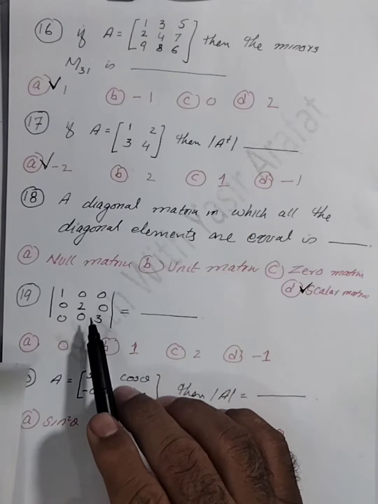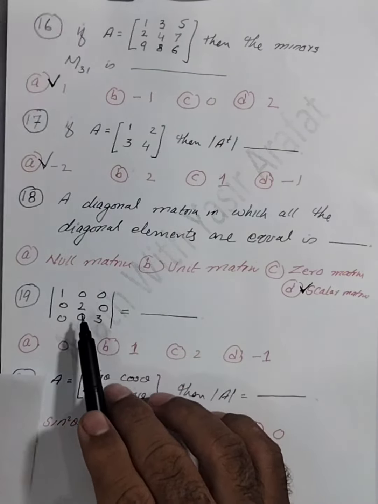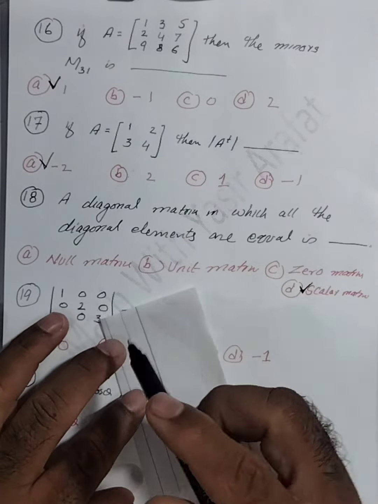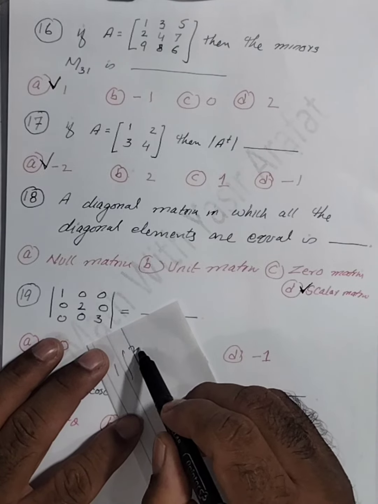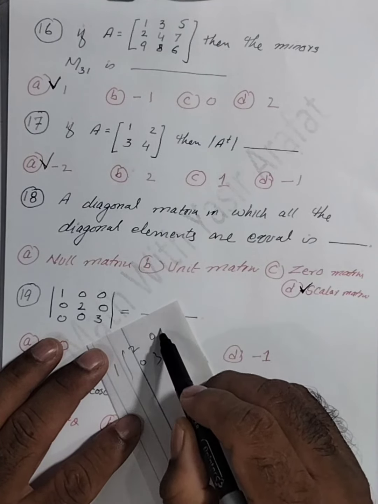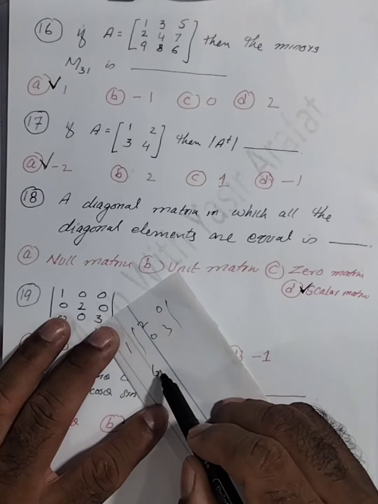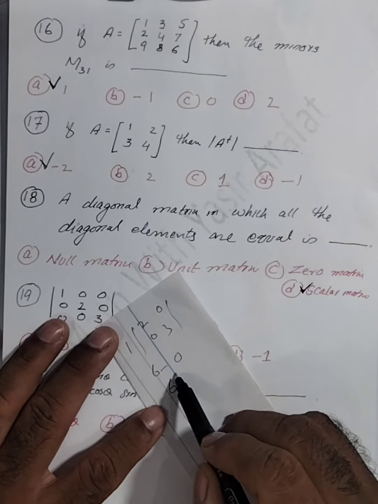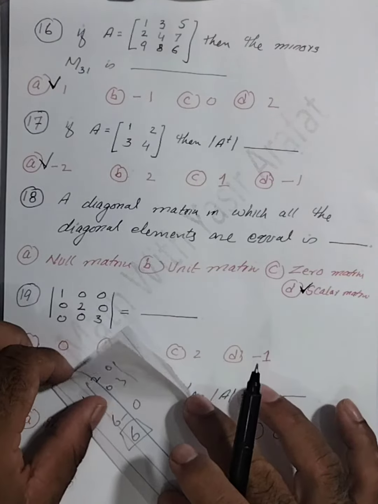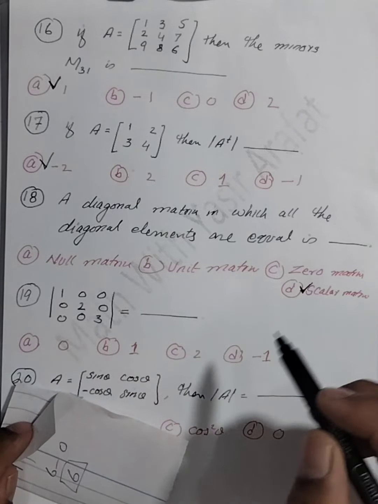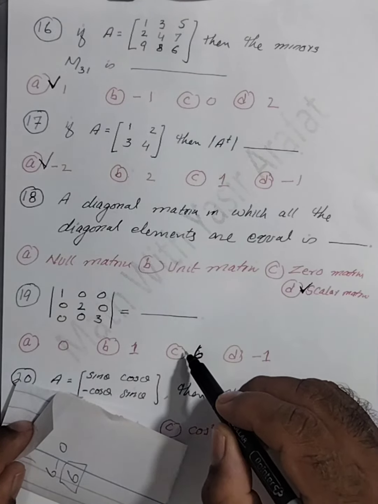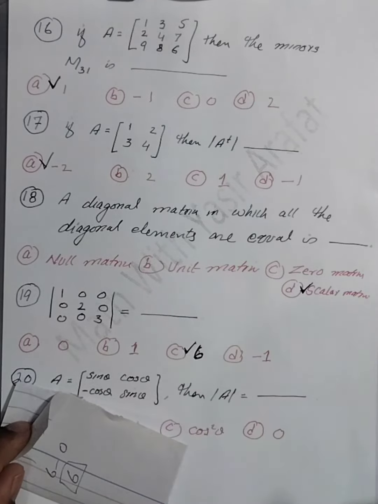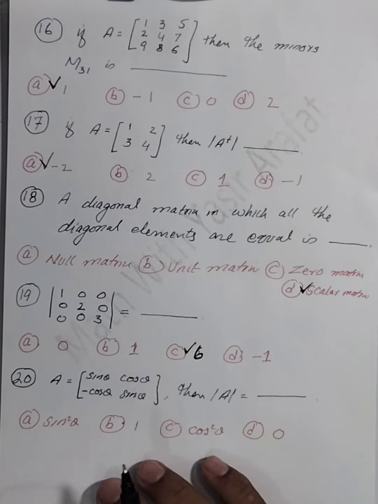Now again here we have to find out the value of the determinant of this. So we have to take out 1, leave this row and column. So this will be 2 0 and 0 3. So this is 2 3s are 6 minus 0, and the correct answer is 6. And the C option is correct here.